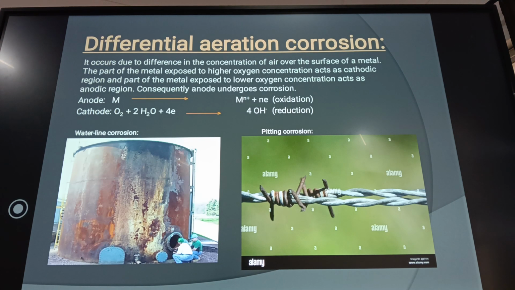The second picture shows pitting corrosion. Here, the part of the metal surface exposed to less oxygen concentration behaves as the anode, and the part with more oxygen concentration behaves as the cathode. Due to this, pits are formed on the surface of the metal, causing pitting corrosion. So these are the types of corrosion observed on the surface of metal.